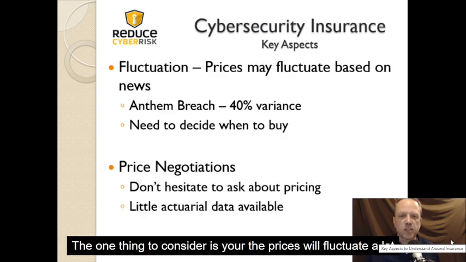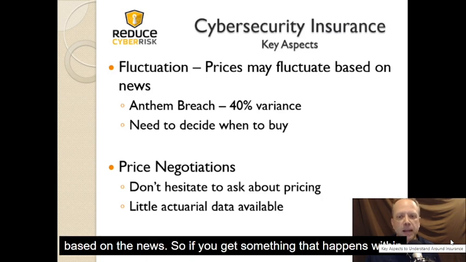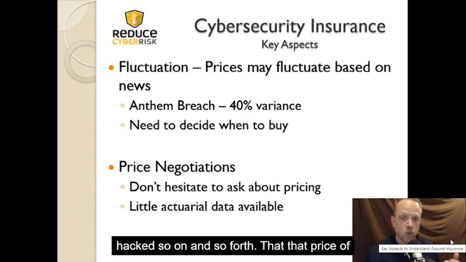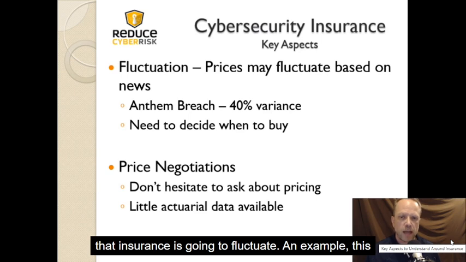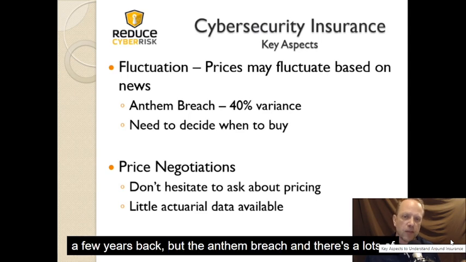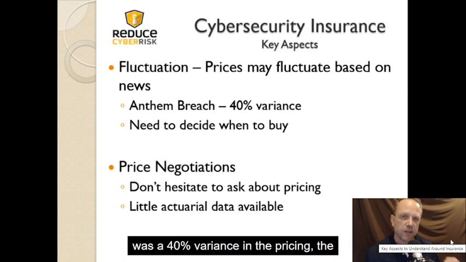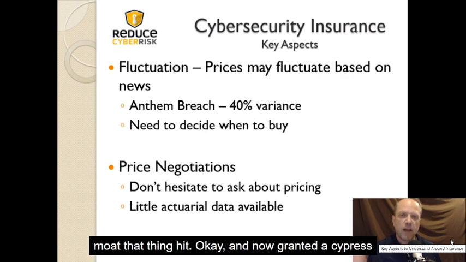So one thing to consider is the prices will fluctuate a lot based on the news. If something happens in the news that somebody's been hacked, Bill's been hacked, and so forth, the price of that insurance is going to fluctuate. As an example, this is a few years back, but the Anthem breach, and there was lots of public data that was compromised during this breach. Well, there was a 40% variance in the pricing the moment that thing hit.